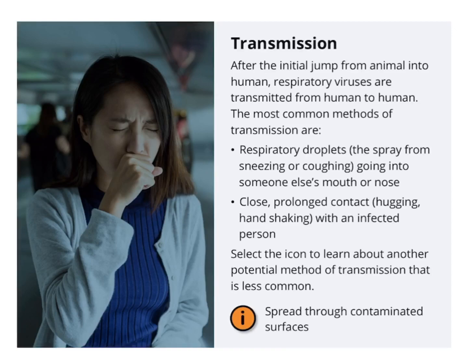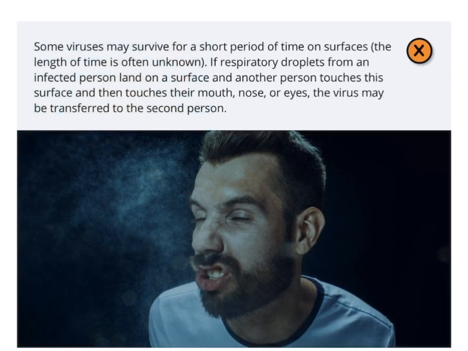The most common methods of transmission are respiratory droplets, which is the spray from sneezing or coughing going into someone else's mouth or nose, and close, prolonged contact, for example, hugging or handshaking with an infected person. Select the icon to learn about another potential method of transmission that is less common. Some viruses may survive for a short period of time on surfaces, although the length of time is often unknown. If respiratory droplets from an infected person land on a surface and another person touches the surface and then touches their mouth, nose, or eyes, the virus may be transferred to the second person.